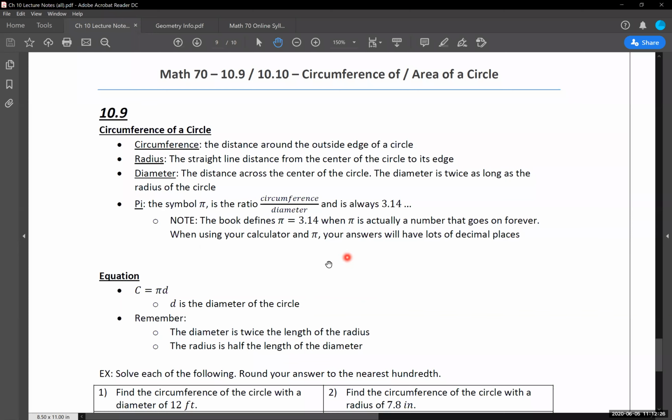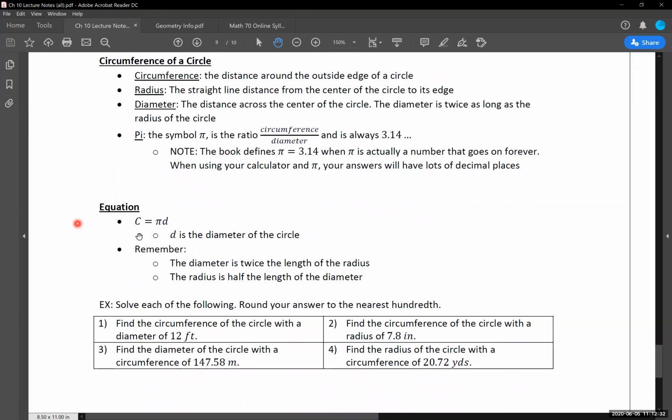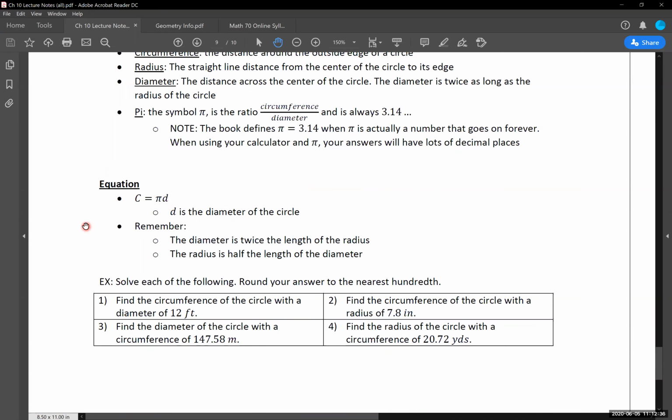And we'll go through an example or two of doing that with the calculator here in a little bit. So first thing we're going to work with, we're working with the circumference. So let's get our actual equation out here. Our general equation for the circumference of a circle is C is equal to pi times d. So our circumference is equal to pi times the diameter. So d is the diameter of the circle.